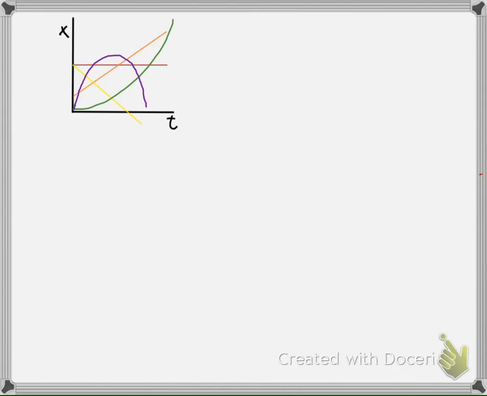So what's happening here? If you remember back from algebra, slope is equal to rise over run. Rise being the change in the y-axis, run being the change in the x-axis. So in this case, slope is delta y over delta x, or velocity. So the slope on a position time graph is equal to velocity. Now the red line has a slope of 0, so the velocity is 0.